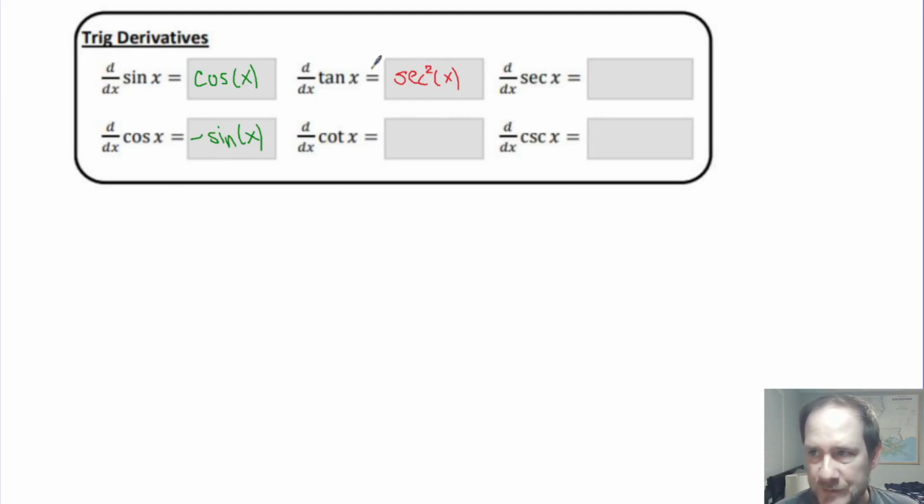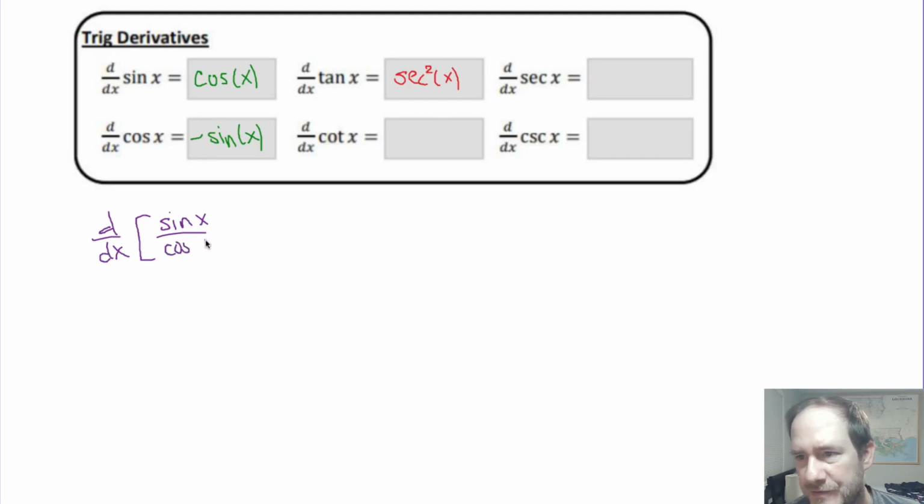So if you don't remember the derivative of tangent, and you've got 3 minutes, then you should be able to grab tangent and say, well, you know what? If they want me to do the derivative of tangent, I can always rewrite tangent as sine over cosine. And then I can do the derivative of this using the quotient rule.